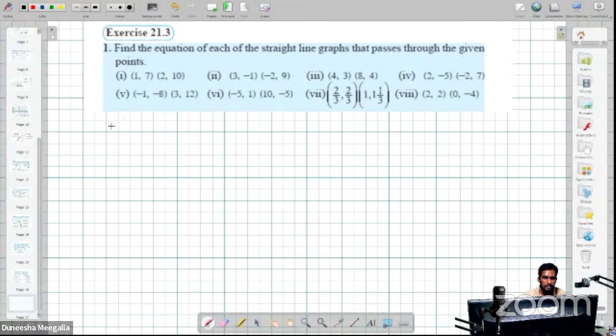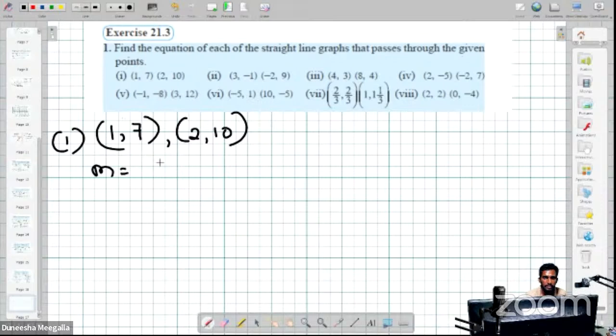Then the first one is (1, 7) and (2, 10). What is the gradient? The gradient is 10 minus 7 over 2 minus 1. 10 minus 7 is 3, and 2 minus 1 is 1. Did you see the gradient? What is the gradient? Satish, what is the gradient? It's 3, isn't it? Yes, sir.